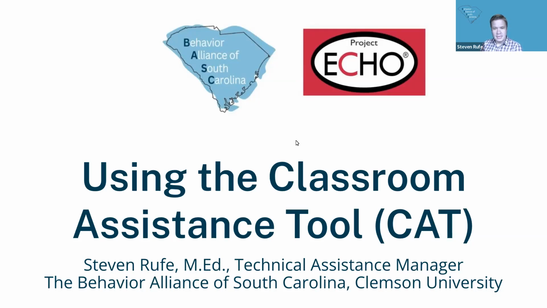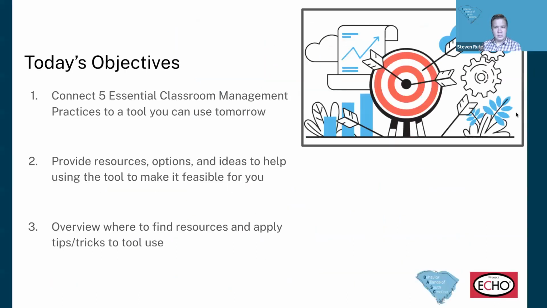Today, I'm going to be discussing using the Classroom Assistance Tool, or the CAT for short, which is a checklist-style tool that you can use tomorrow with an educator. Today's session will follow three different objectives. The first of which is to talk about the 5 essential classroom management practices and connect them to the tool of the Classroom Assistance Tool.